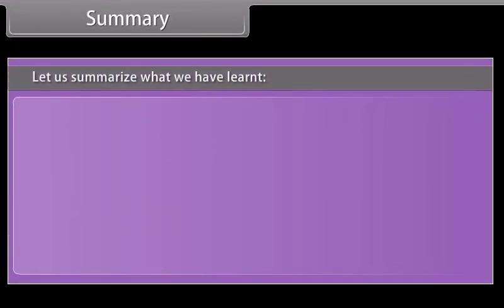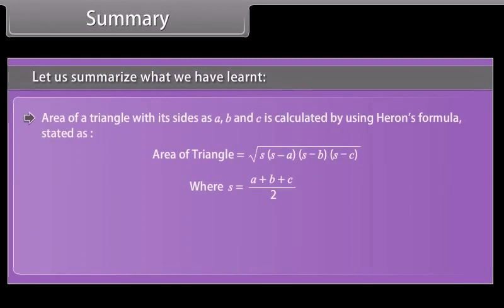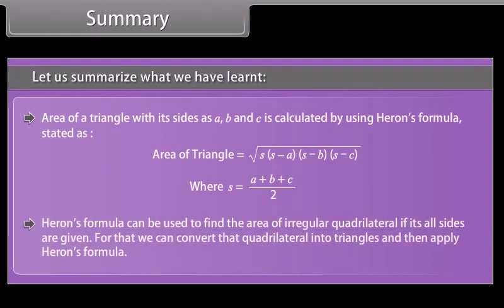Summary. Let us summarize what we have learned. The area of a triangle with its sides as A, B and C is calculated by using Heron's formula, stated as: A is equal to square root of S into (S minus A) into (S minus B) into (S minus C). Heron's formula can be used to find the area of an irregular quadrilateral if all its sides are given. For that, we can convert that quadrilateral into triangles and then apply Heron's formula.